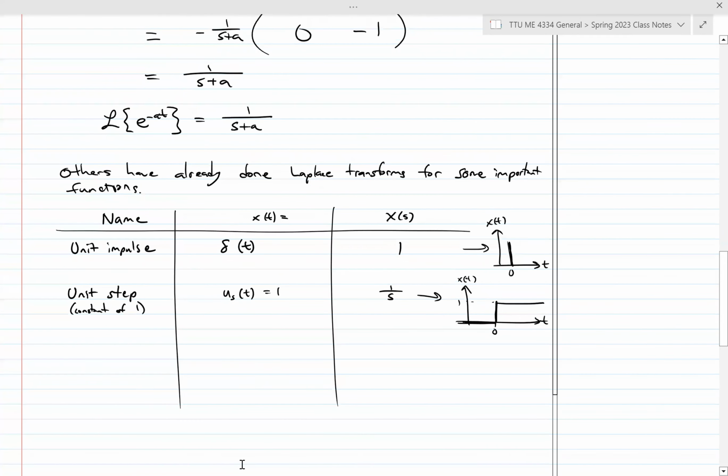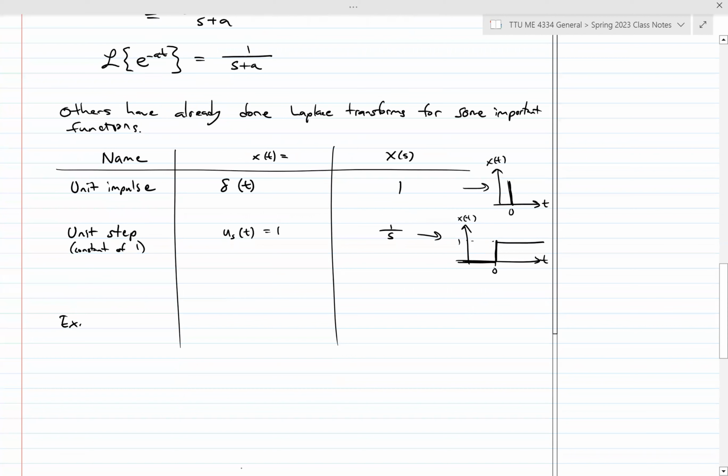All right. Another one that we just did, our exponential. That's e to negative at, which we already just proved is 1 over s plus a, right? We also have our sine waves and our cosine waves.